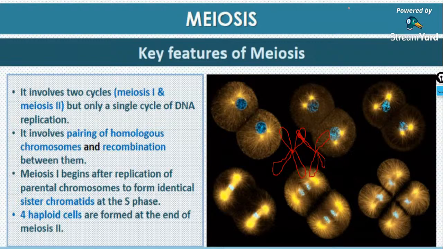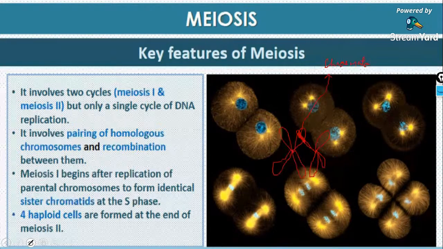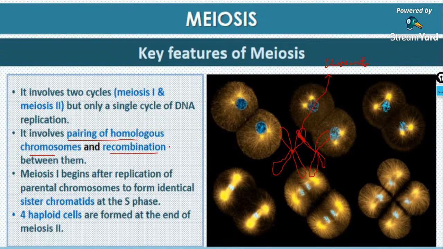Exchange of genetic material. Look, this is the part where the crossing over occurs, and such a part is known as the chiasmata. The portion of the chromosome where crossing over occurs is known as chiasmata. It involves pairing of homologous chromosomes and recombination between them. Recombination refers to the combination of genes. Meiosis 1 begins after replication of parental chromosomes to form sister chromatids at the S phase.